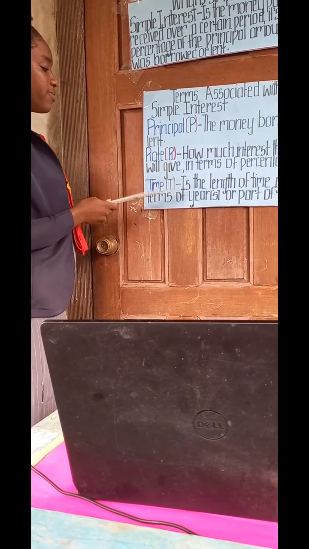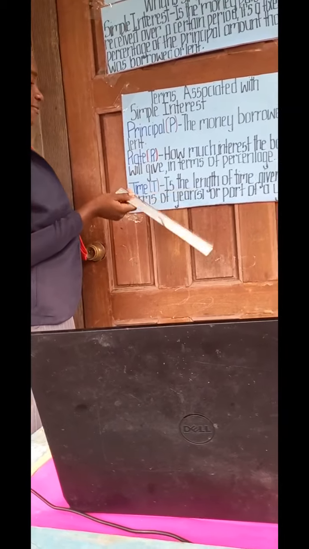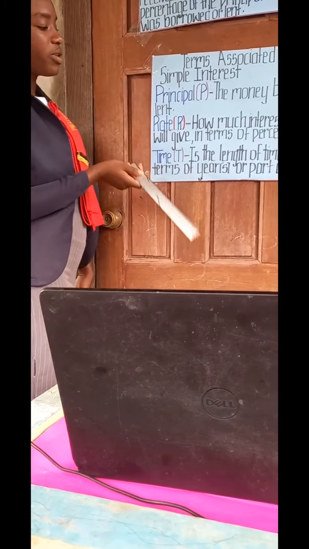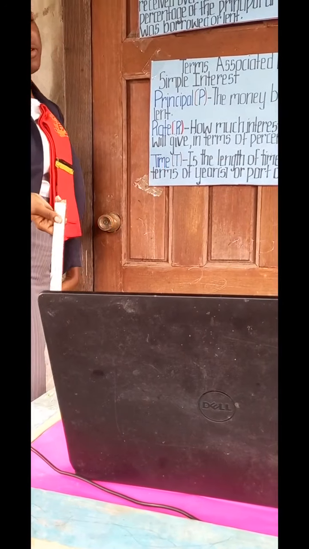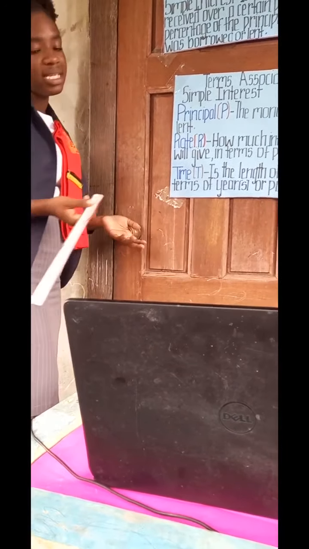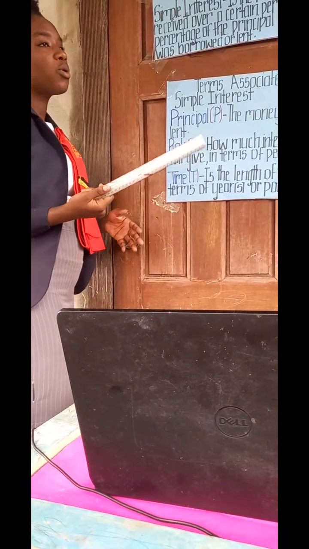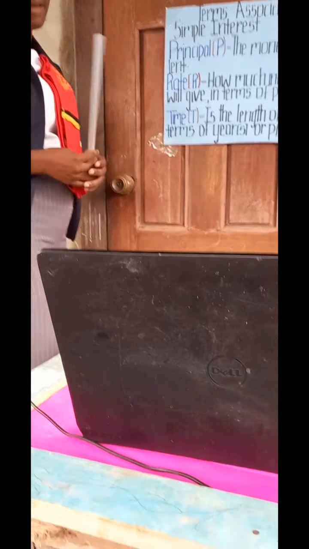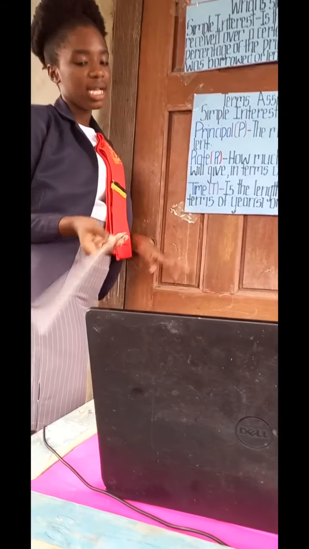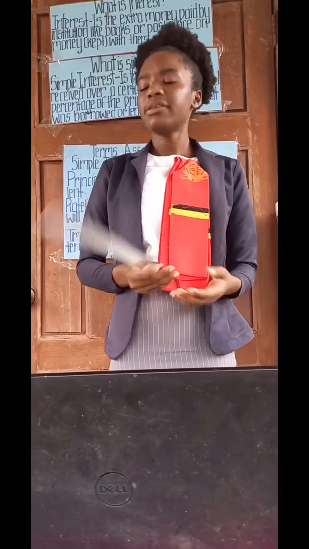And then we have time, which is represented by T, and that is the length of time given in terms of year or years or part of a year. So it can be a month or you see it in years, and this is how long you have to pay back the money that you borrow, or how long the person has to pay you back the money that was lent. So how do we actually find simple interest?